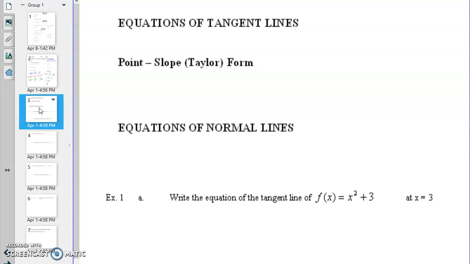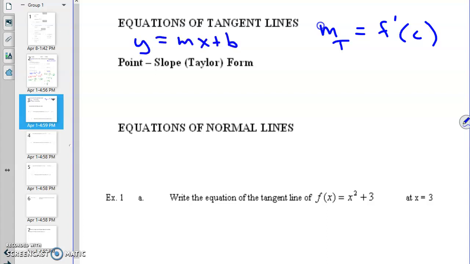Equation of tangent lines. So we've already known how to find the slope of a tangent line. And we're going to refer to that as m tangent. And that just equals f prime at that value you want to find. Well, for equation of a tangent line, you need 2 things. You need the slope and you need the y-intercept if you use y equals mx plus b.